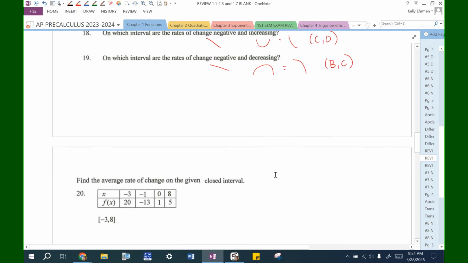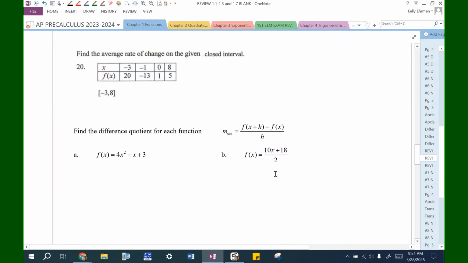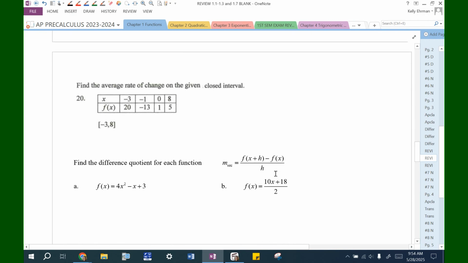All right. Find the average rate of change given on the closed interval. Remember, if the interval is A to B, your formula in general for average rate of change, AROC, which is just slope, is f of b minus f of a over b minus a. That's just change in y over change in x.